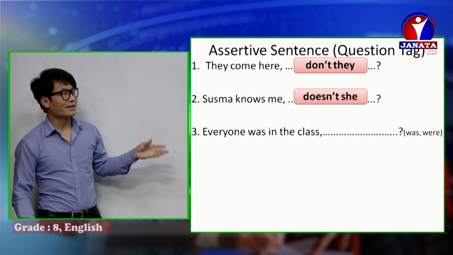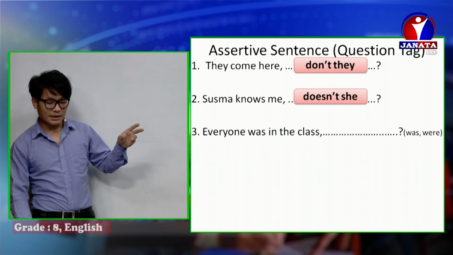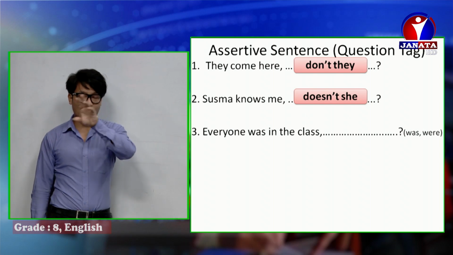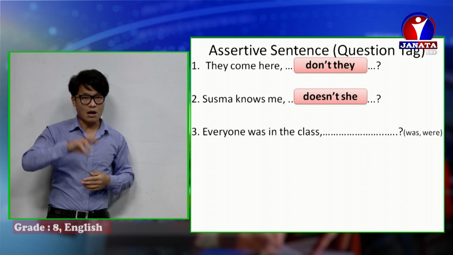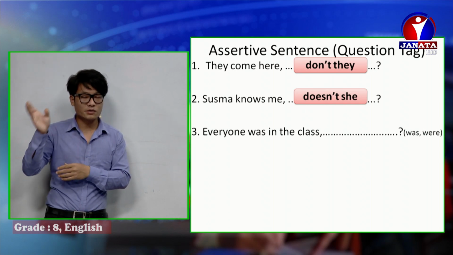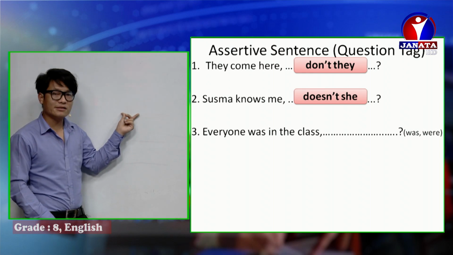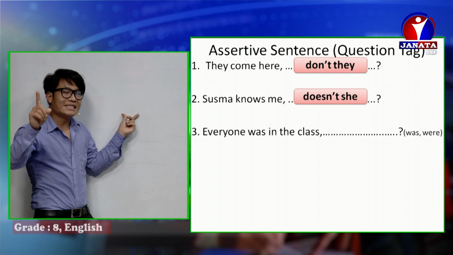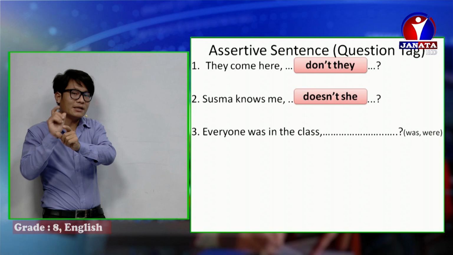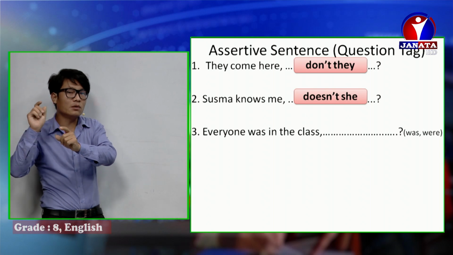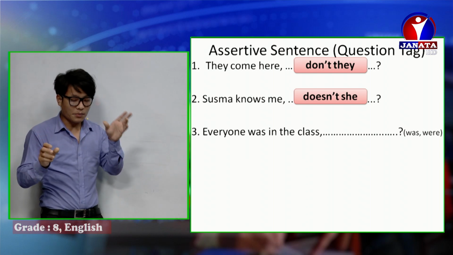Everyone was in the class. So there is was, obviously. So there should be was and were. When there is was, then obviously there is another hidden option, that is were. So everyone, this subject, changes into the pronoun they. And as I have told you, when there is was, then there is a hidden were. So they take were. So everyone was in the class.